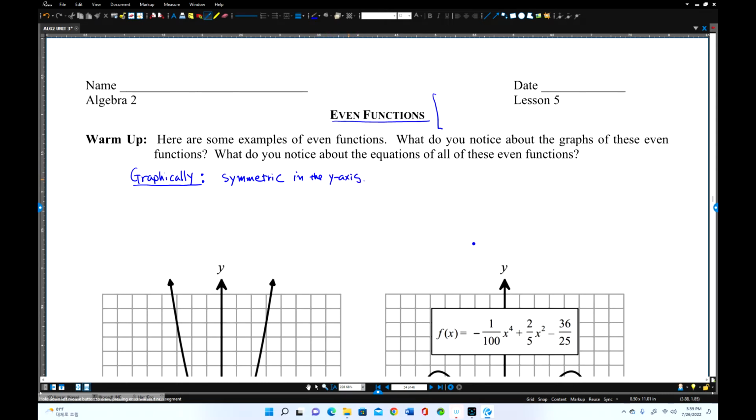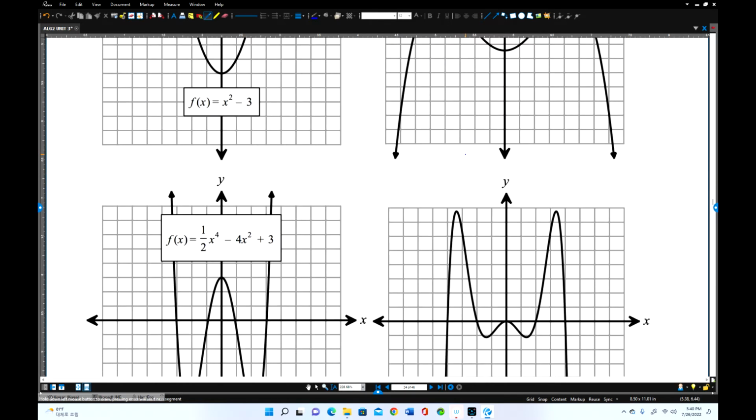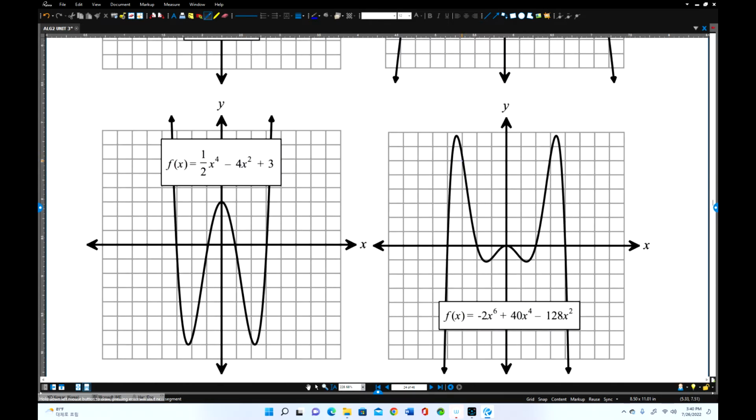That is an even function. You can see the first graph over here is symmetric in the y-axis. That is an even function, which means f of x equals x squared minus 3 is even. Graphically you can find out. The second one is also an even function, right? Symmetric in the y-axis. And the third one, yes, they are all even functions.